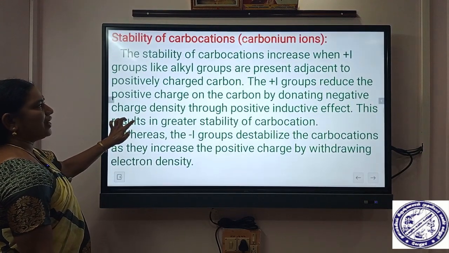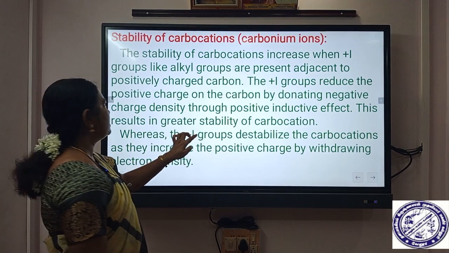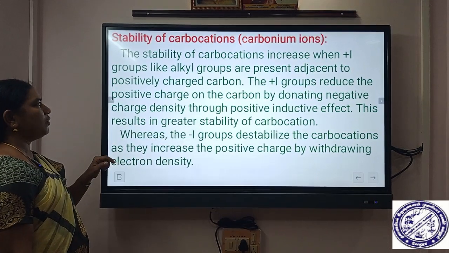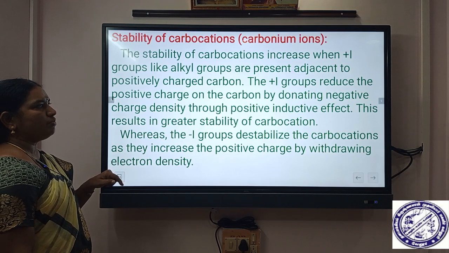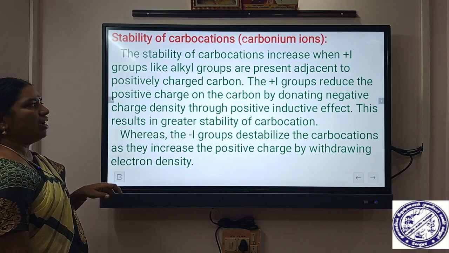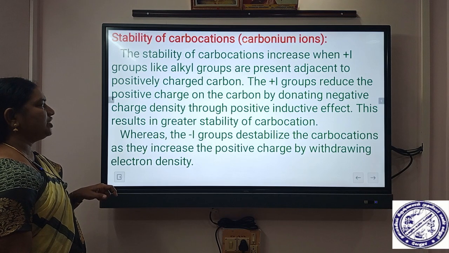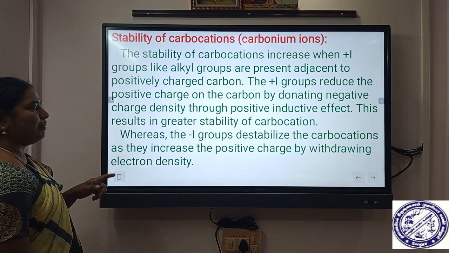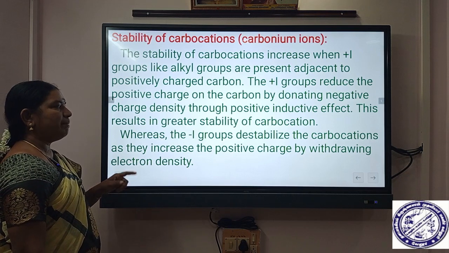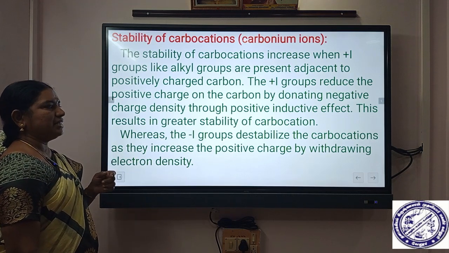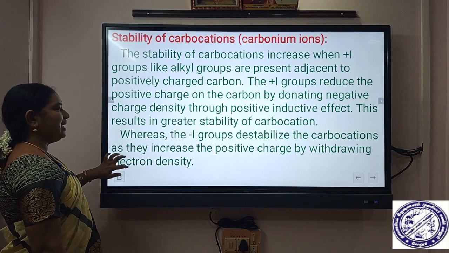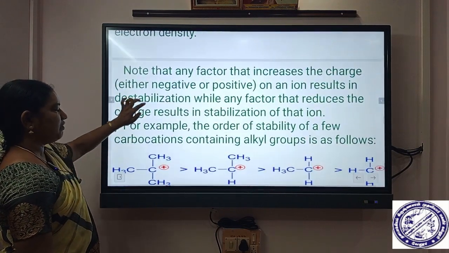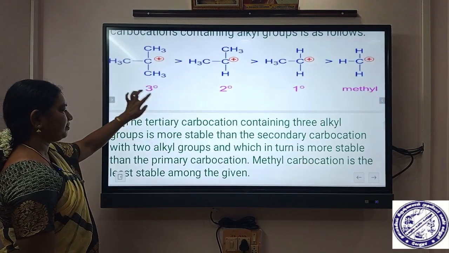So the stability of carbocations increases when plus I groups like alkyl groups are present adjacent to the positively charged carbons. The plus I groups reduce the positive charge on the carbon by donating negative charge density through the positive inductive effect. This results in greater stability of carbocations, whereas the minus I group destabilizes the carbocations as they increase the positive charge by withdrawing the electron density. That is what we saw in this case.